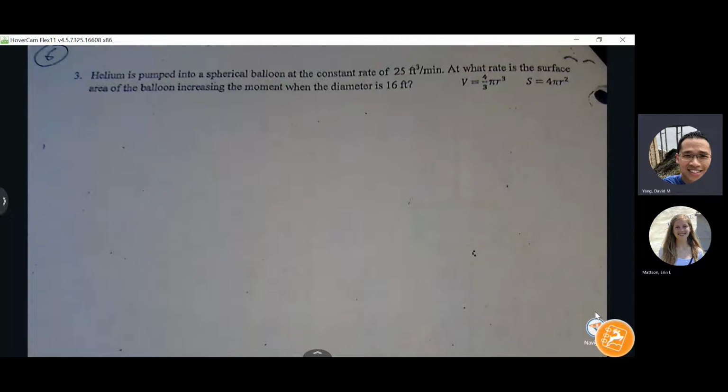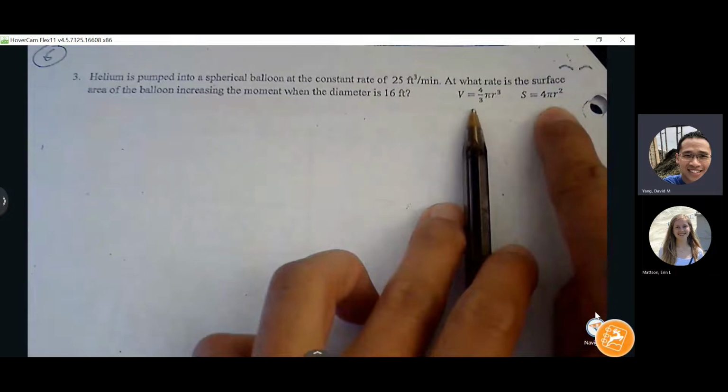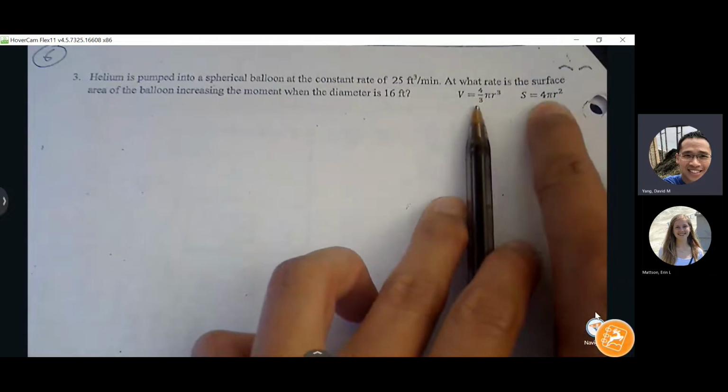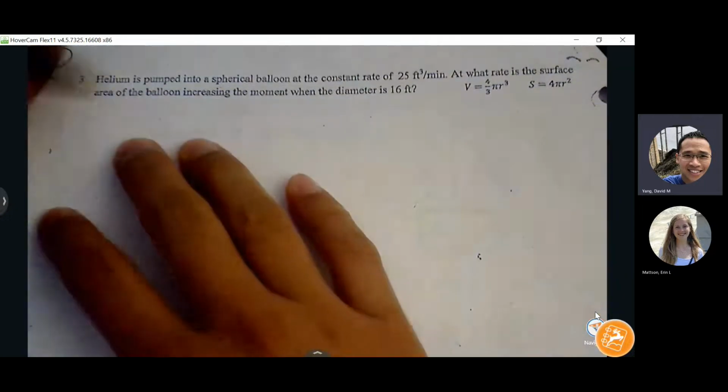Okay, helium is pumped into a spherical balloon at a constant rate of 25 cubic feet per minute. At what rate is the surface area of the balloon increasing the moment when the diameter is 16 feet? Okay, so we have our volume and surface area formula in front of us. We know we're going to involve their derivatives. I'm just going to go ahead and get that out of the way.